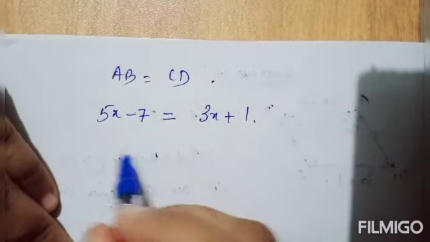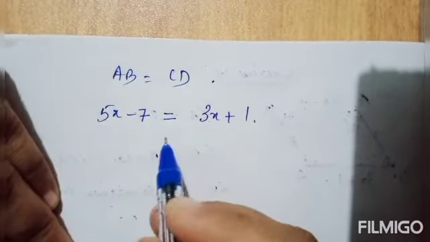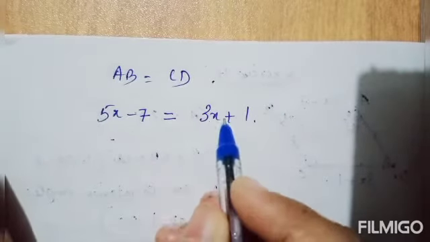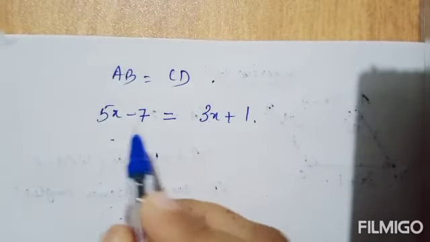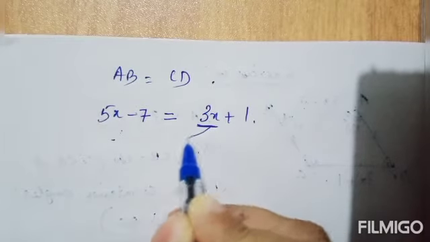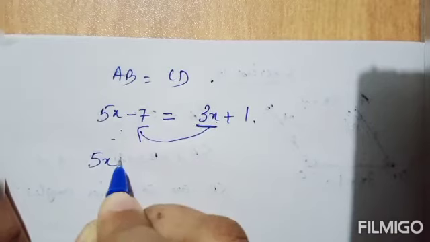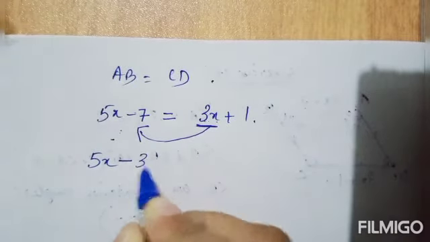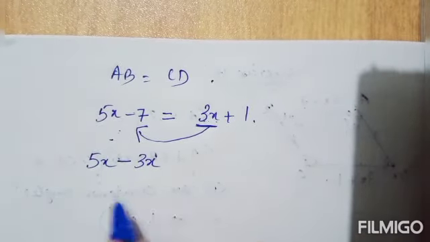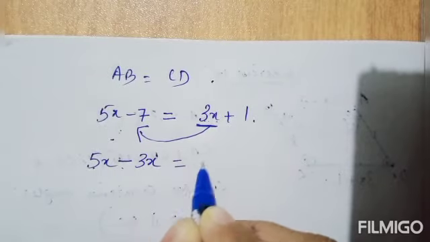Now you can equate these two expressions. x you can take to this side, 3x you can take to this side. So what will you get? 5x, and 3x on taking to the left side becomes minus 3x. So 5x minus 3x equal to 1.